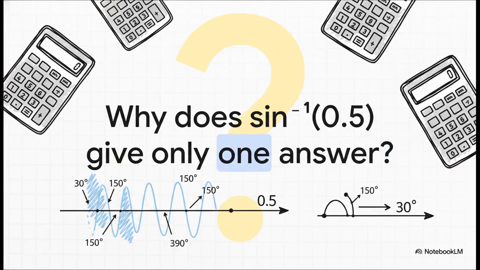So let's kick things off with a little puzzle. We all know that the sine of 30 degrees is 0.5. No big deal. But wait, the sine of 150 degrees is also 0.5. And if you keep going around the circle, the sine of 390 degrees is 0.5 too. There are infinite answers. So why is it that when you ask your calculator for the inverse sine of 0.5, it only ever gives you one answer, 30 degrees? Where did all the other options go? Well, understanding that one single answer is the key to our whole story today.